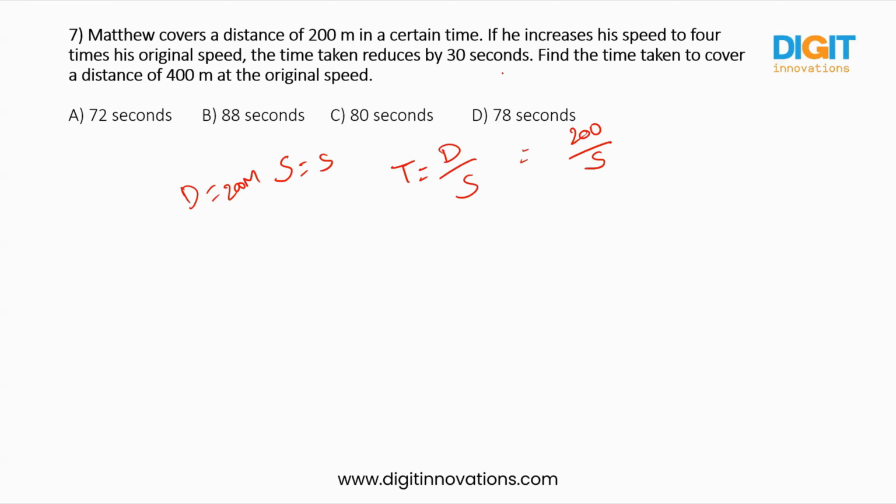Next, if he increases his speed to 4 times, so it is s here, 4 times means it will become 4s. Than his original speed, the time taken reduces by 30 seconds. For the same distance they are telling, the distance is the same, if he increases his speed to 4 times his original speed, the time taken reduces by 30 seconds.